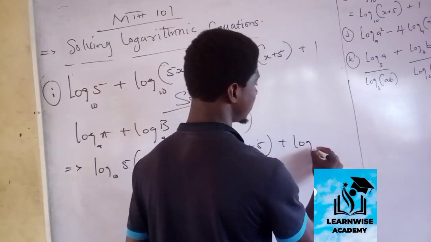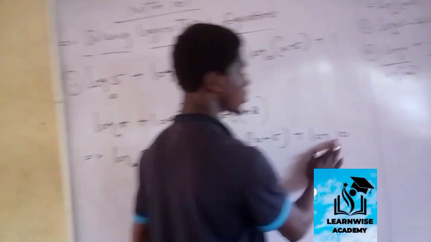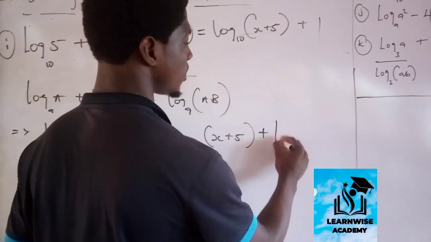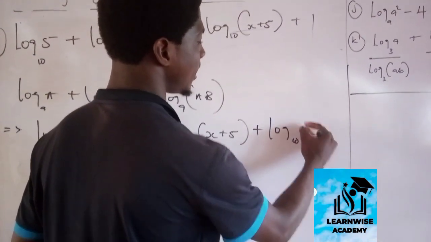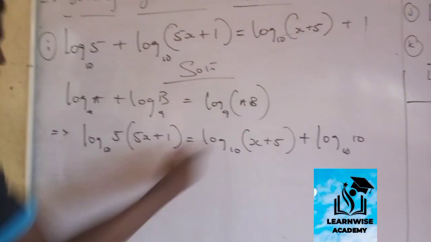The log that will give us plus 1 is simply log 10 base 10. Log 10 base 10 will give us 1. So 1 is simply log 10 base 10, and log 10 base 10 is equal to 1. So we do the same thing we did here.